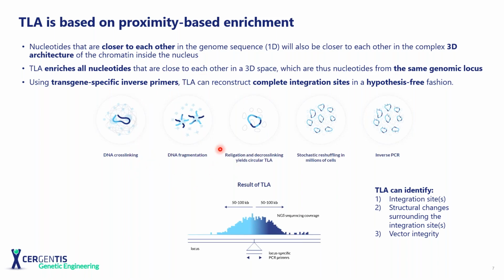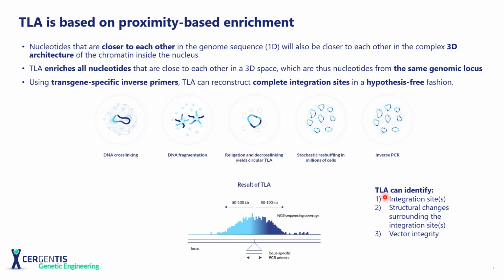And after cross-linking, we do DNA fragmentation with restriction enzymes, and we religate all these fragments to obtain circular structures of DNA. And this reshuffling of the DNA occurs in a stochastic manner in millions of cells in parallel, which gives a broad coverage of the gene of interest as well as the surrounding. And then we use special TLA primers that are located outwardly, and in that way we are able to reconstruct the integration site of the transgene in a hypothesis-free manner, meaning that we don't need any a priori information of the genomic location to be able to determine the integration sites of the transgene.